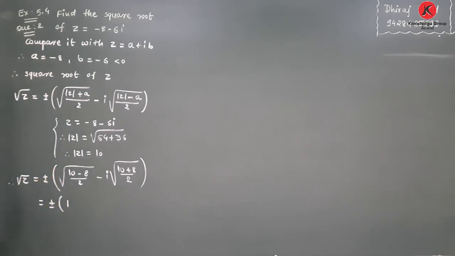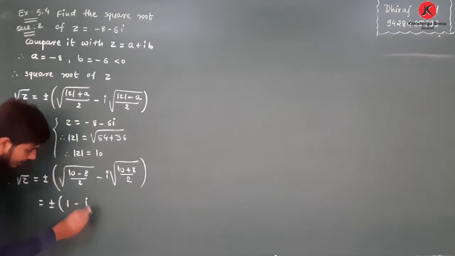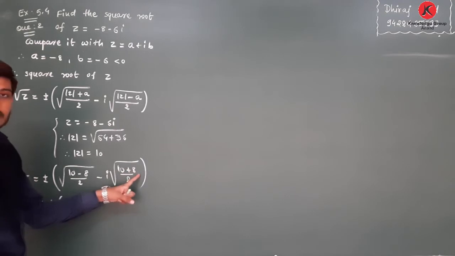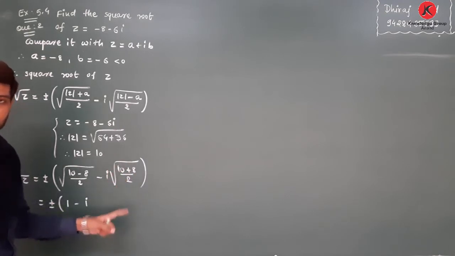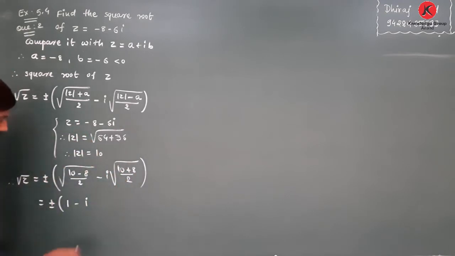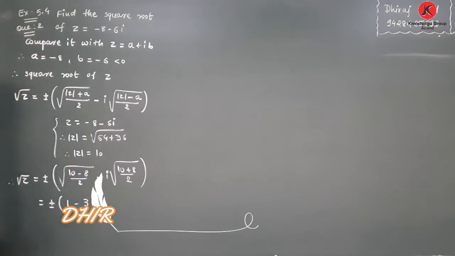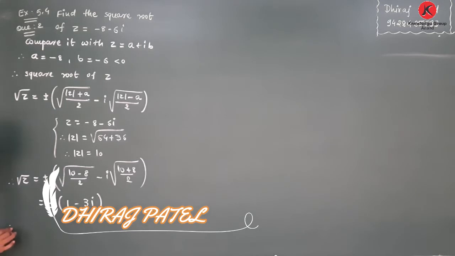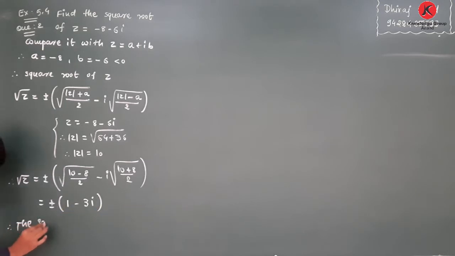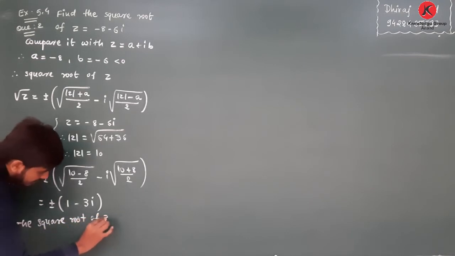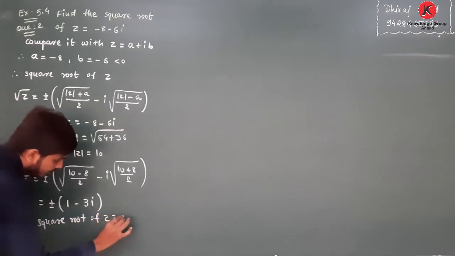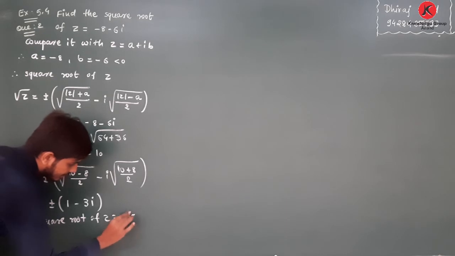is 1. You should not write directly; I have written directly, but you should show the calculation. Minus i into 10 plus 8, 18 divided by 2, 9. Under root of 9 is 3. Therefore the answer is 1 minus 3i. Therefore the square root of z equals plus or minus (1 minus 3i). Write the statement below.